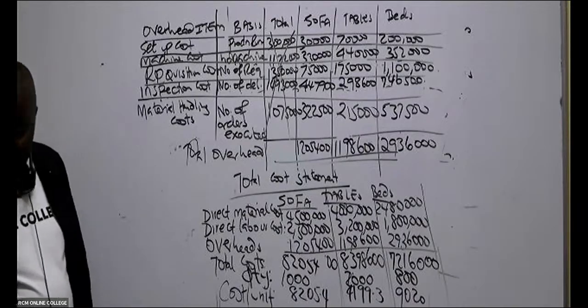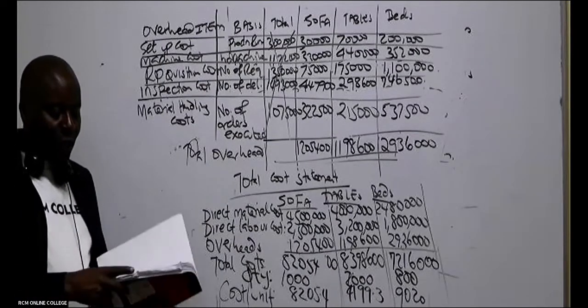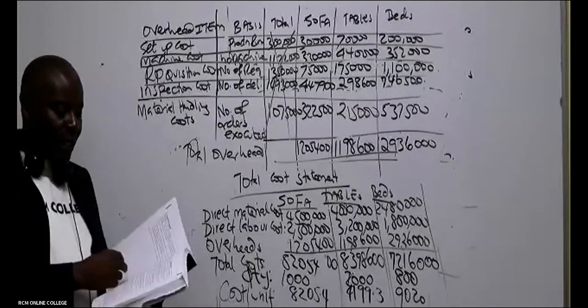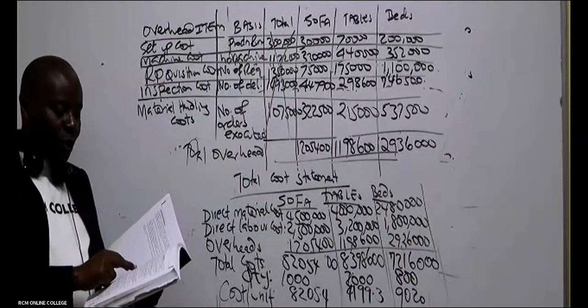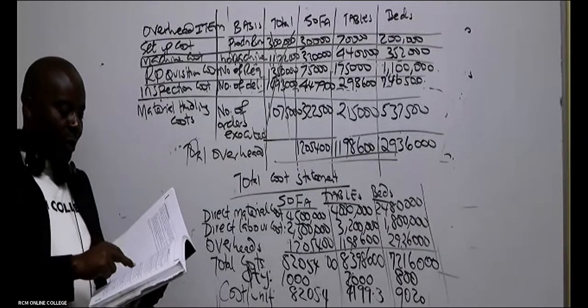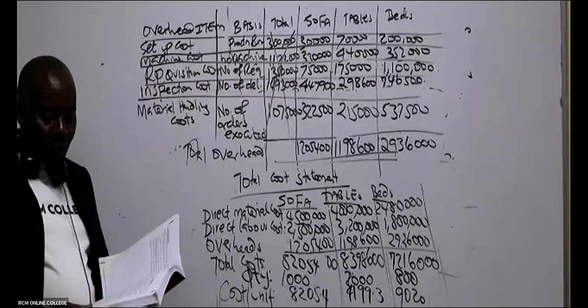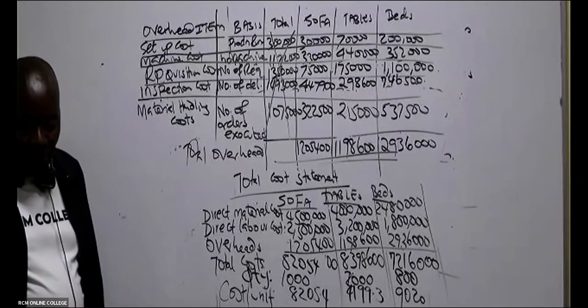I'm following the syllabus given by LACB. If you look at the syllabus, we finish activity-based costing, we go to product costing, then we do marginal and absorption.